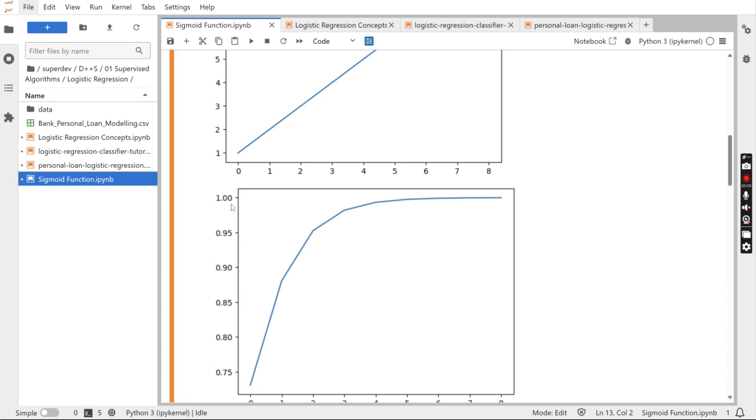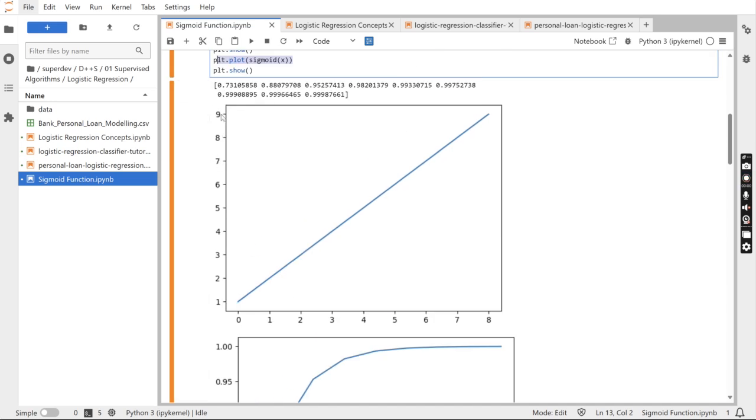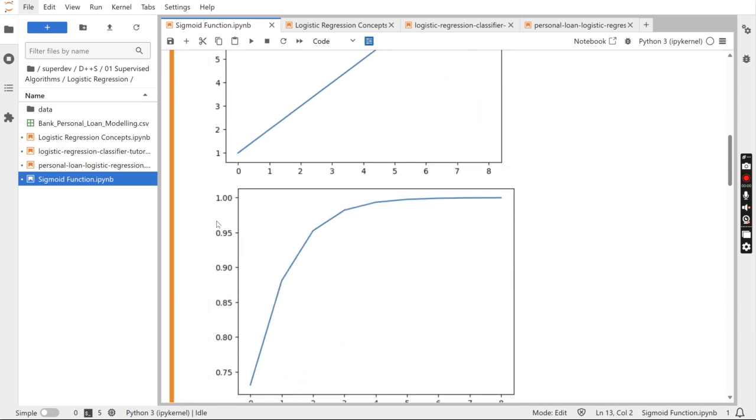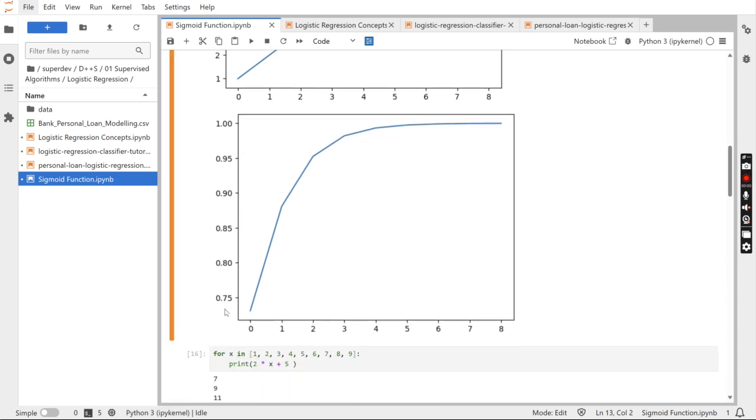And notice the y values. They are less than 1. Earlier the y values were up to 9, from 1 to 9. Now they have been reduced to 1. The upper limit has been set to 1. The lower limit we will talk about later. What could be the lower limit? But for now, you can understand 0.5 is the lower limit.